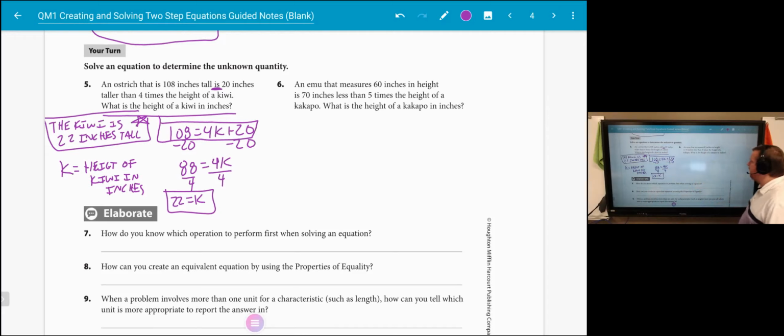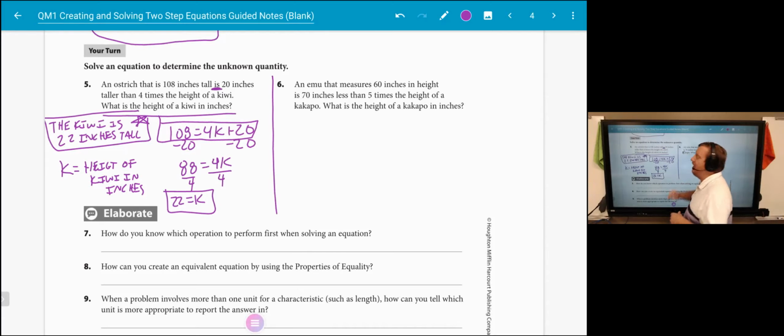Number 6 says an emu that measures 60 inches in height is 70 inches less than 5 times the height of a cockapoo. What is the height of a cockapoo in inches? Oh, so many birds. Birds are scary sometimes.